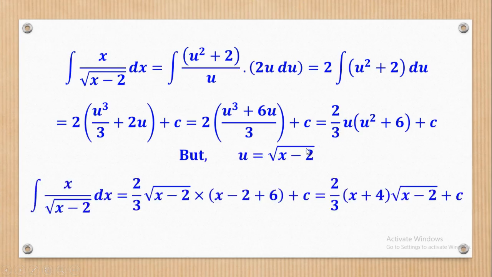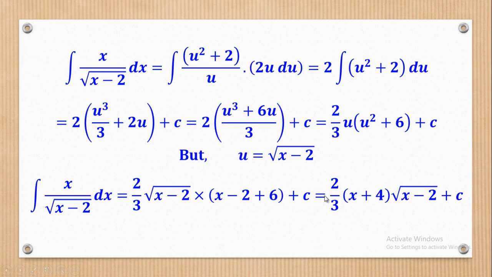Now I'm going to come and substitute. I begin with 2 over 3, which is there. Now this u, I'll replace it with square root of x minus 2. Open brackets. Now this u squared, when you square this u, you'll get x minus 2. It was plus 6, so put your plus 6 here. Then there is a constant of integration, don't forget it. Now next we'll be simplifying. This x minus 2 plus 6 becomes x plus 4, which is here. So in the end, this is the value of the required integral, which is indefinite.